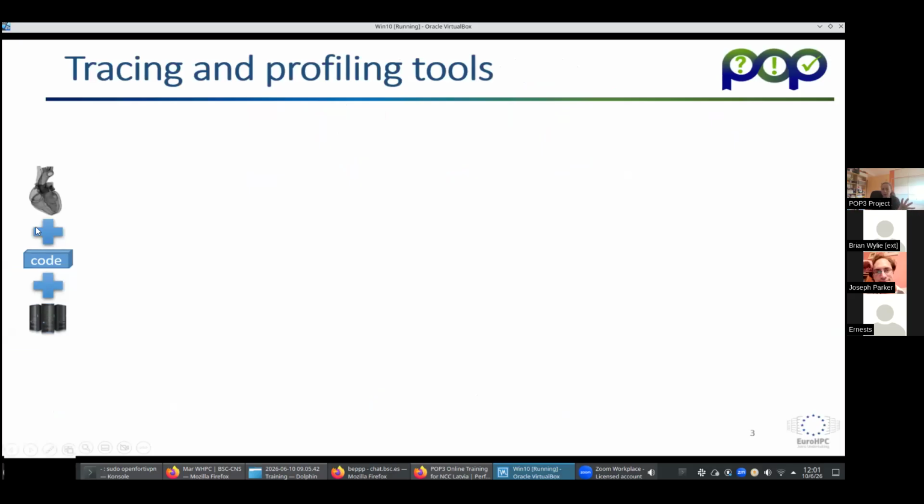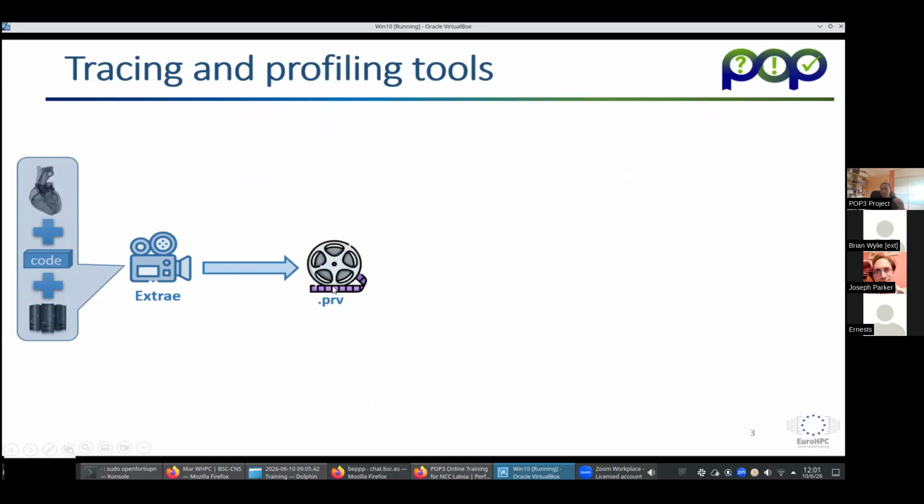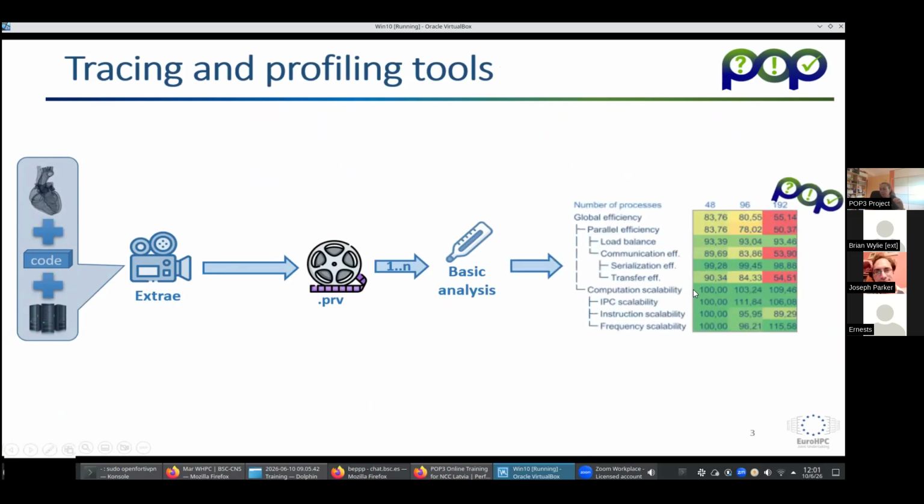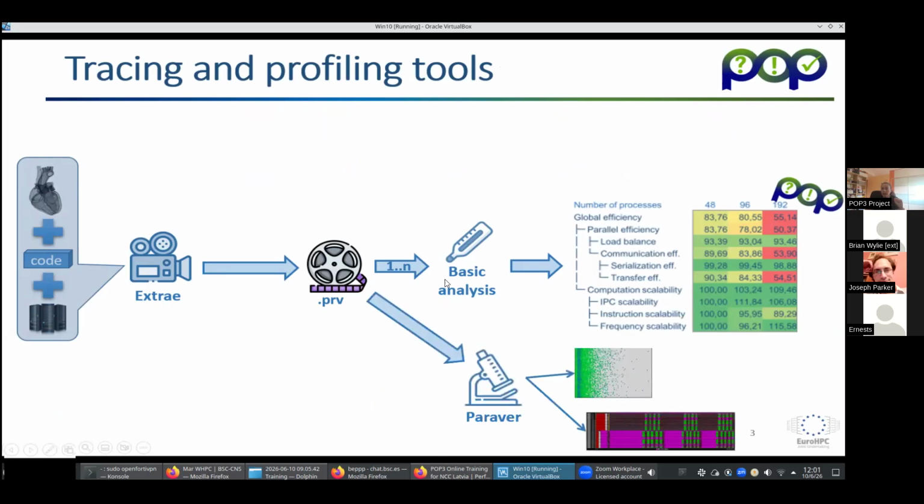As I said, we have the execution: a platform, a code, and an input. Then we have the tool called Extrae, the tracing tool. With Extrae, we obtain a trace. With another tool called Basic Analysis, we are able to obtain the metrics automatically. So you feed the traces to this script and you get the POP performance metrics. And then with Paraver, you can visualize the traces.